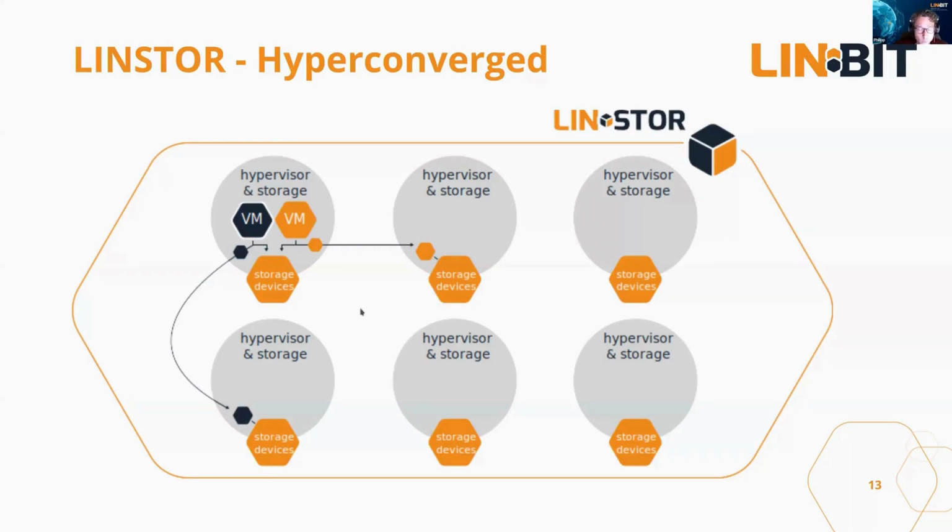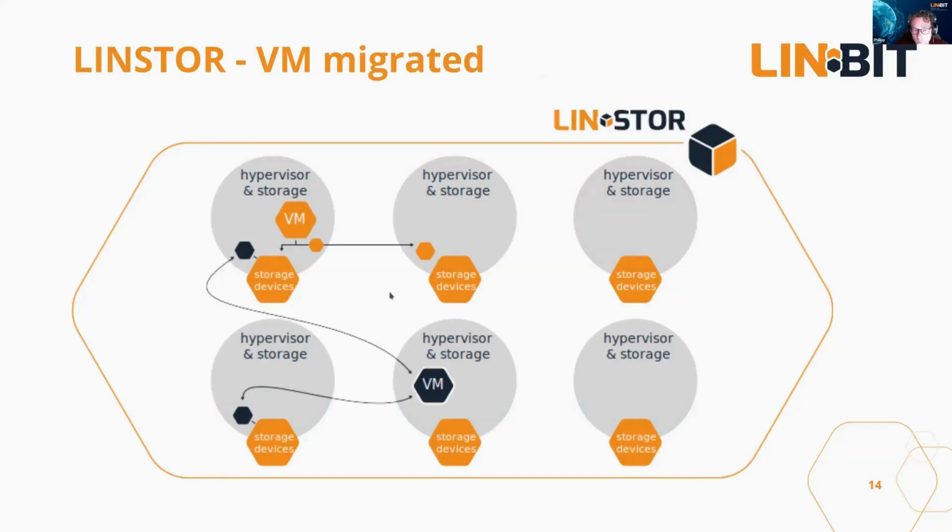And now what can happen to such a cluster? Let's say one of the VMs is moved. Then the underlying DRBD resource is reconfigured on the fly to contain now a diskless node here. And the KVM process, after it has been live migrated, can access the data transparently, only that now also the read requests are going over the network to the two replicas it has.